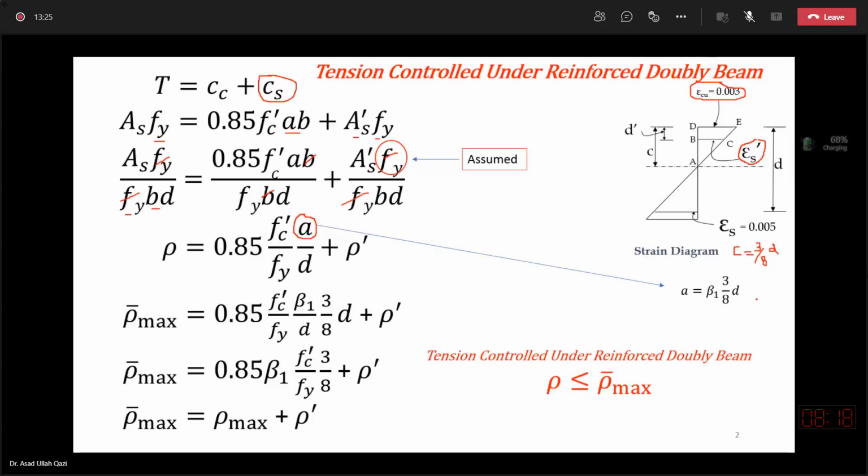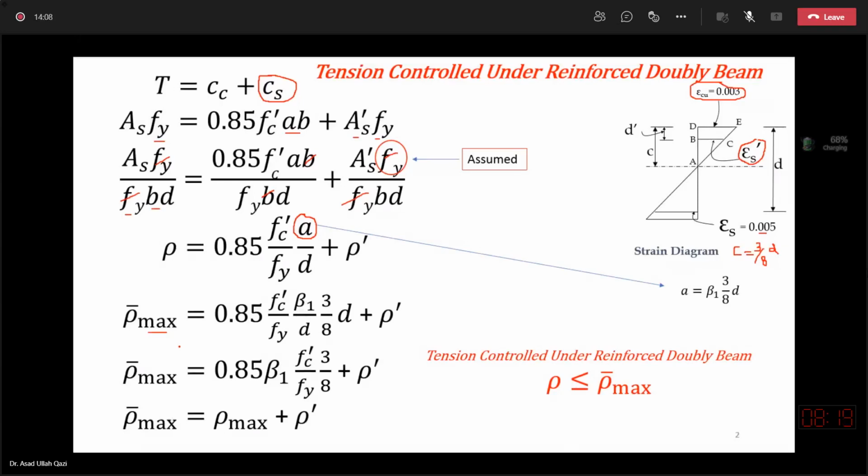Now when I substitute A with this particular A, which corresponds to 0.005 strain in the tension steel, I am allowed to put a subscript over here. It means that in a doubly beam, this will correspond to a rho which is satisfying the rho max conditions, because we have considered that subscript max as the maximum allowed reinforcement ratio, which will give us 0.005 strain on the tension side.